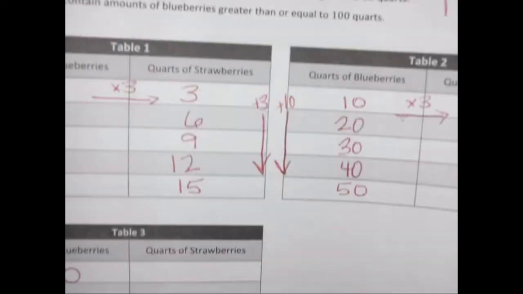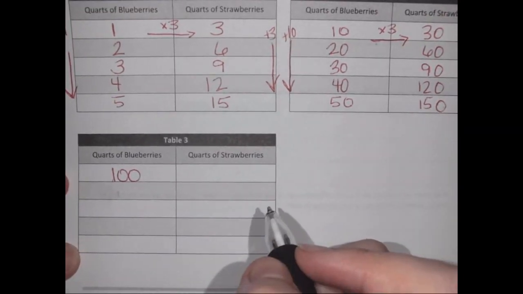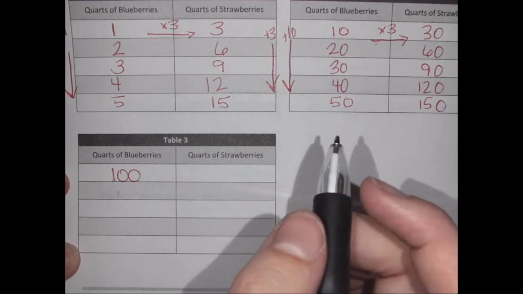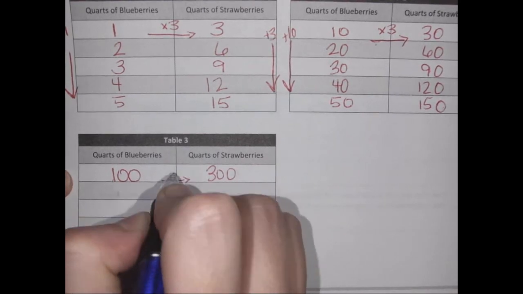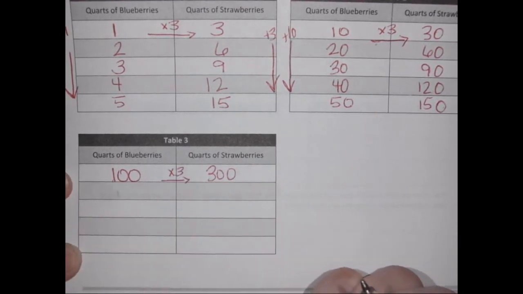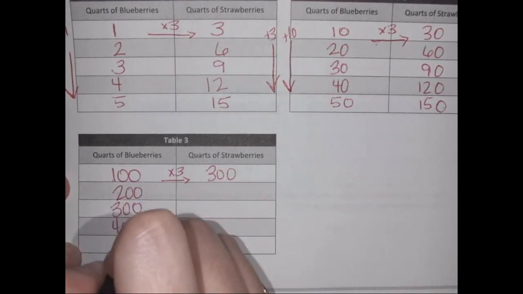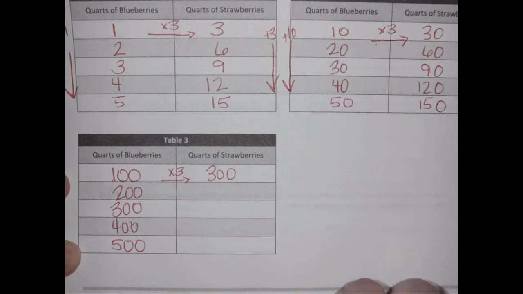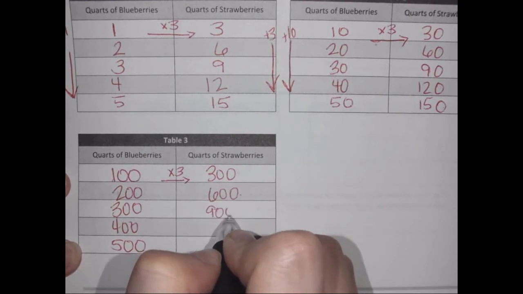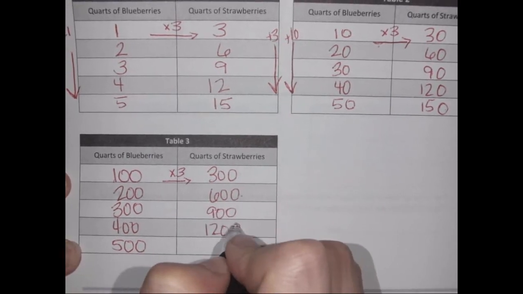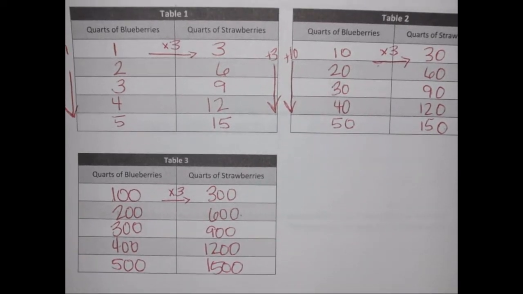So what do you think is going to happen in table 3? If I have 100 quarts of blueberries, how many quarts of strawberries do I have? Because if I move across the table, I can multiply by 3. So let's go ahead and fill in the rest, counting by hundreds. What goes here? And here? 900. 1,500.